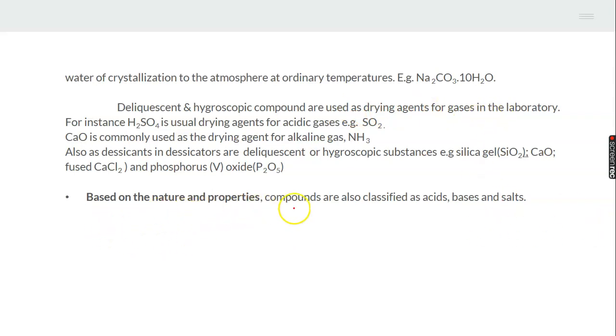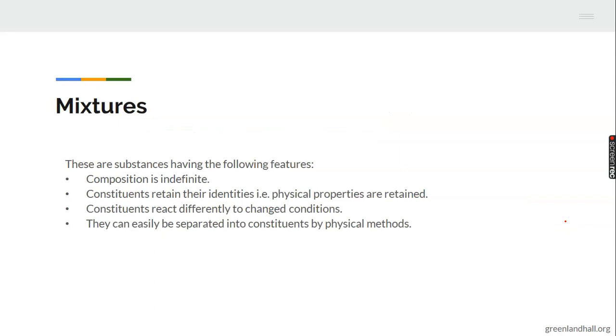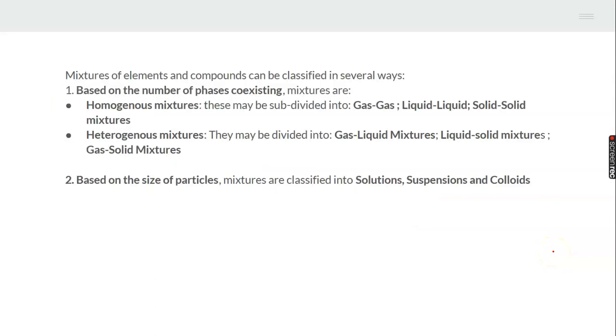Okay, the second one is based on nature or property of the compound: acid, salt, or what have you. You can call something a mixture if the substance falls under all this category: composition indefinite, consistently retain their identity, reacts differently to changing conditions. So those are the kind of substances you can refer to as being a mixture. Then under mixture, we are based on phase coexisting. When they are coexisting in different phases, they are heterogeneous. When they coexist in the same phase, they are called homogeneous.